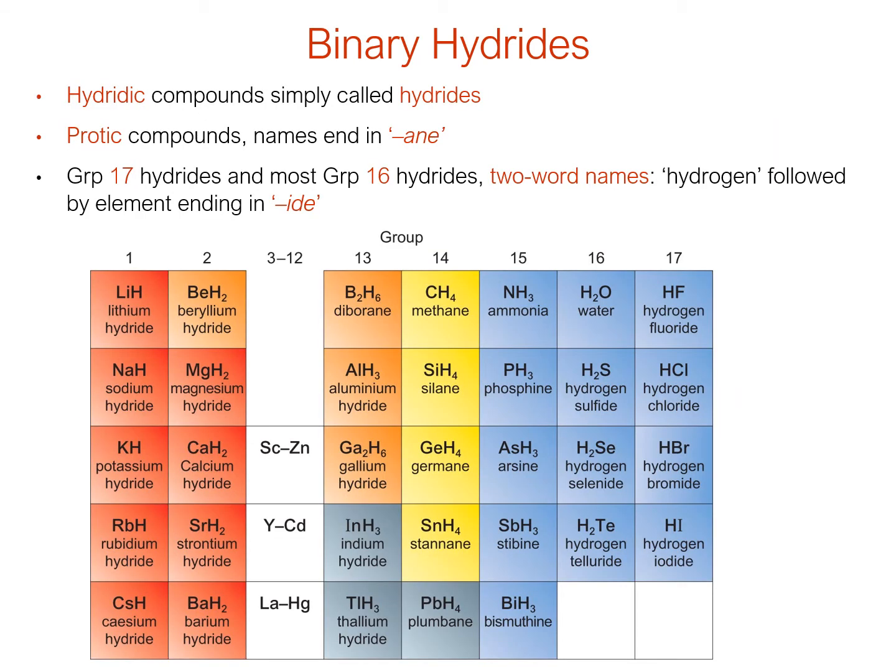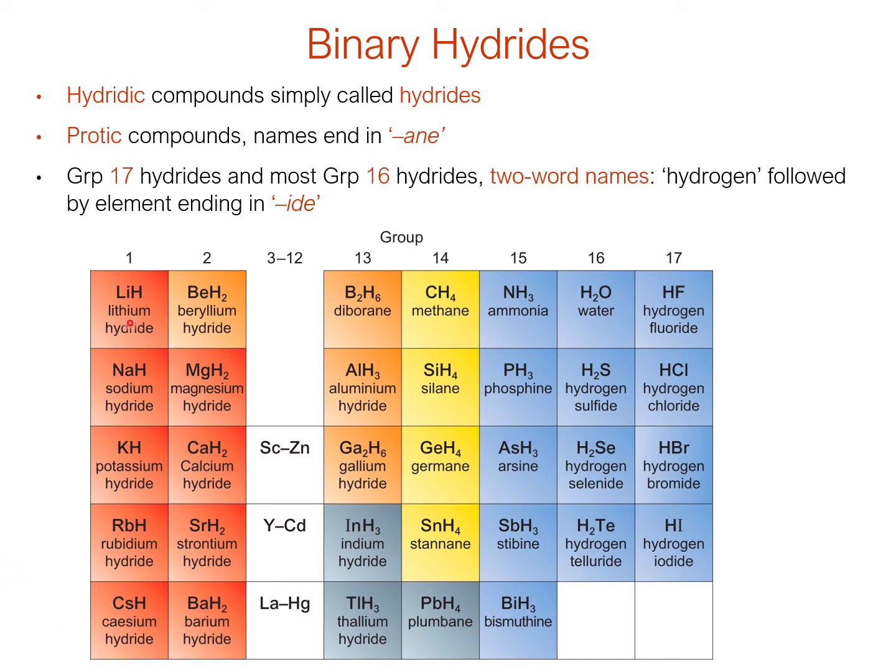So whether a hydride is hydridic or protic also is reflected in the naming of the compound. So on the left hand side here in group 1 and 2, and also a bit of group 13 as well, we see it's the metal followed by hydride. And this is then if they're hydridic compounds, so the hydrogen is in the -1 oxidation state.